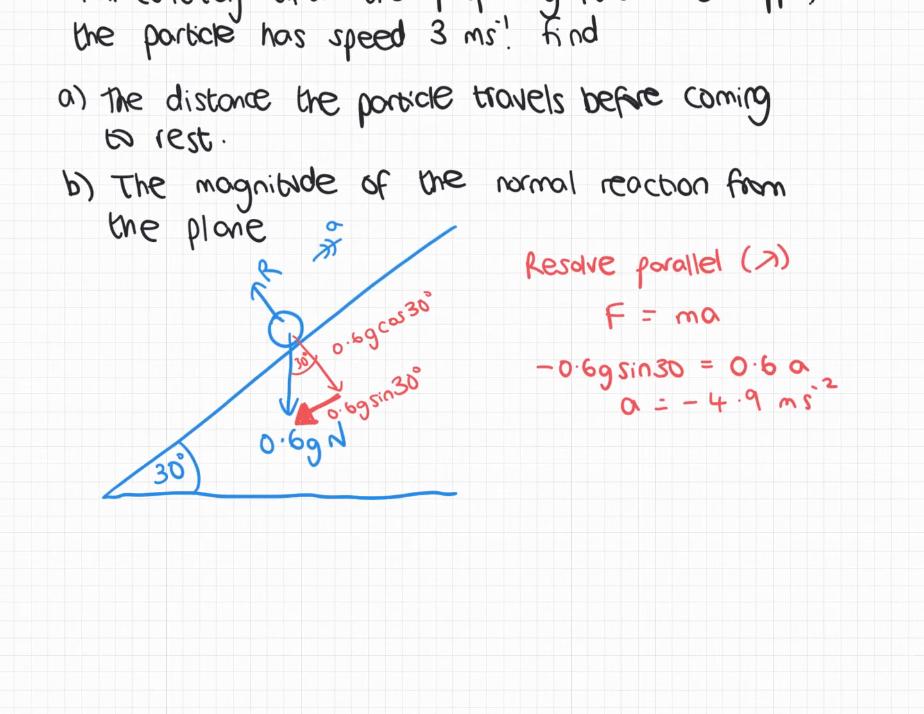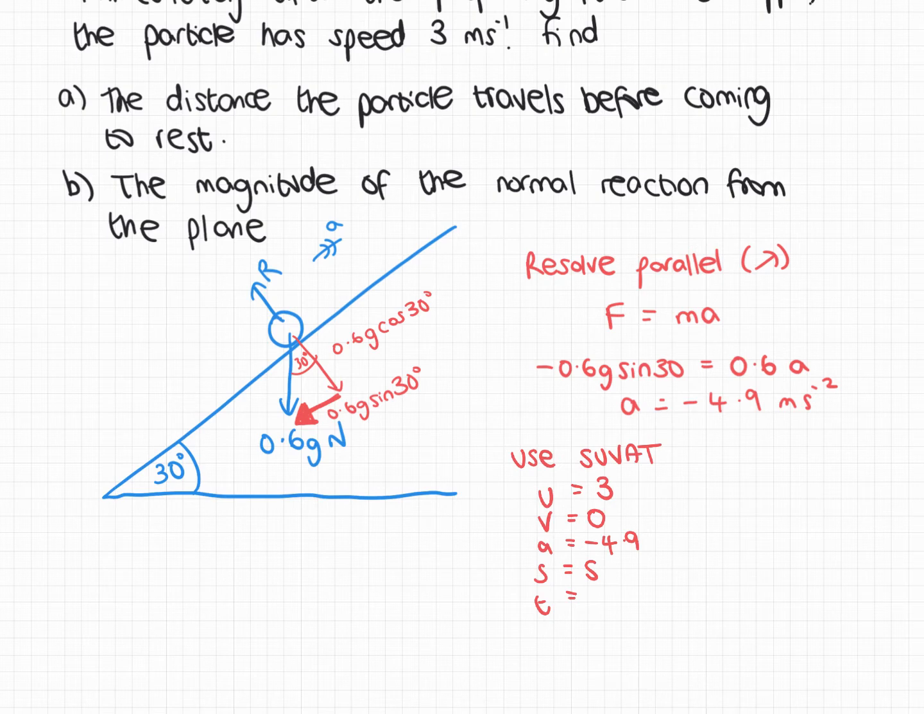For the first bit, I needed to work out the distance, so I need to use SUVAT equations. So what do I know? I know that the initial speed of the particle is 3. I want to know the distance it travels before it comes to rest. So I want to know the distance, and I know the acceleration is minus 4.9. So if I put those all in, I've got u, v, a, and s.